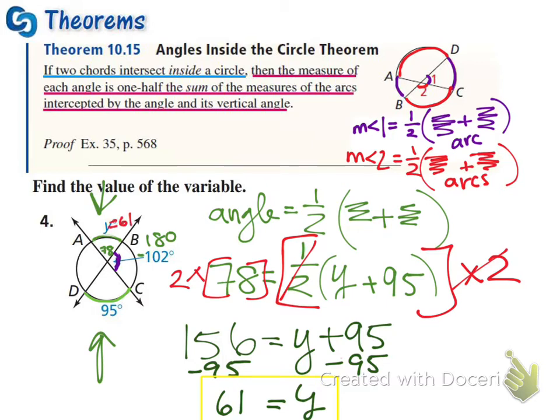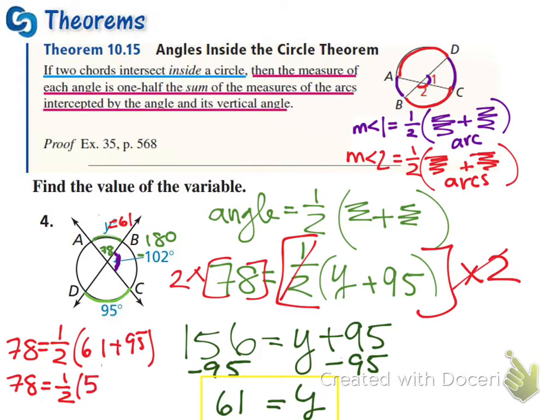And you could always check yourself. If y is 61, you can always check by plugging it back in. 78 should equal 1/2 times 61 plus 95. What is 61 plus 95? 156. Yeah, oops, forgot the 1. And what's 1/2 of 156? 78. That's correct. So this is just me checking in red. Do we have questions? Okay. So we do this when chords intersect inside of a circle.